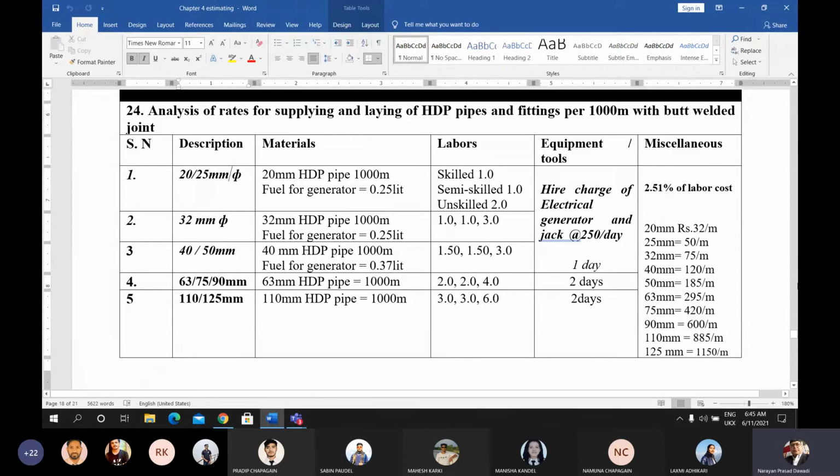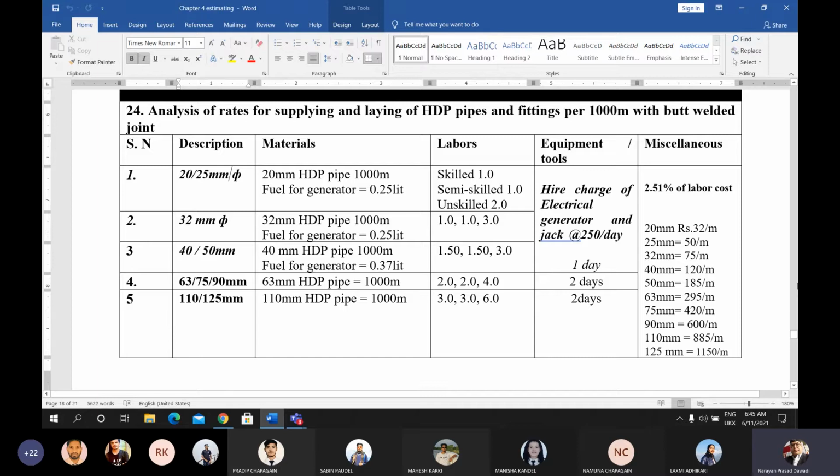And the labor will be two numbers for skilled, two numbers for semi-skilled, and one number for unskilled. These are the skilled, semi-skilled, and the unskilled numbers. Three numbers are given here, separated by commas. These are respectively skilled, semi-skilled, and the unskilled manpower. Okay, you can do that.